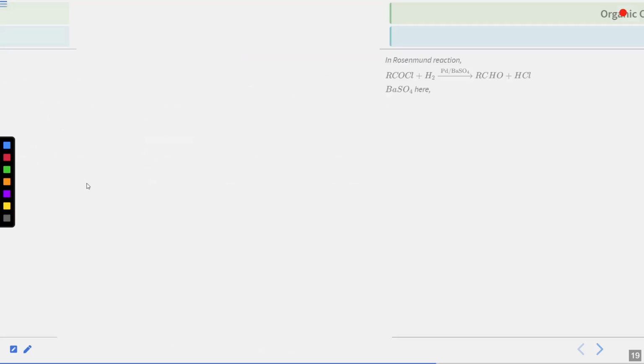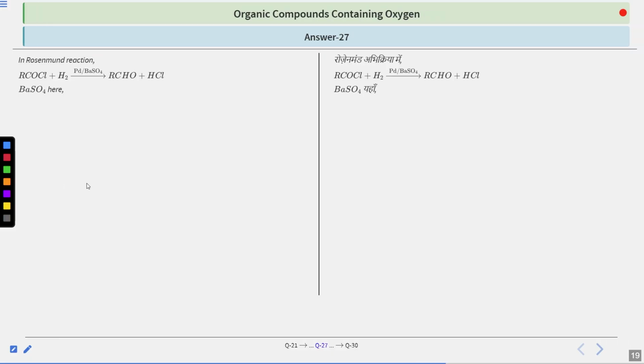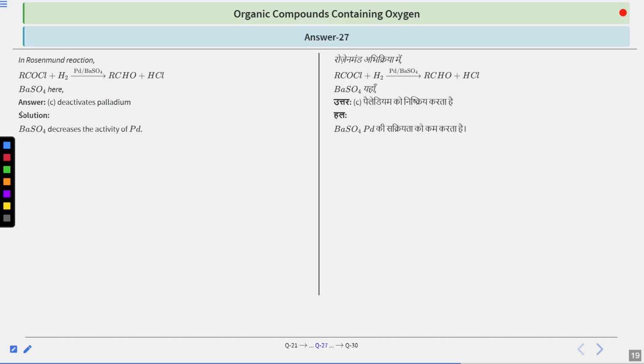Okay, let's see. The correct answer for the given question is option C, that is deactivates palladium. So BaSO4 decreases the activity of palladium. When you are using palladium and BaSO4 in this conversion from RCOCl plus H2 to RCHO plus HCl, BaSO4 will decrease the activity of palladium present as a catalyst in this conversion.